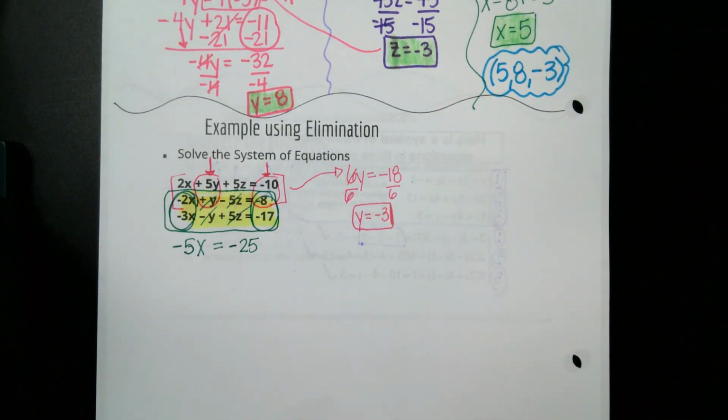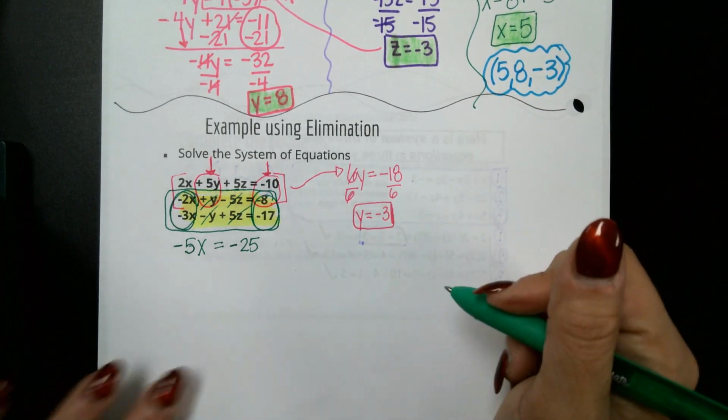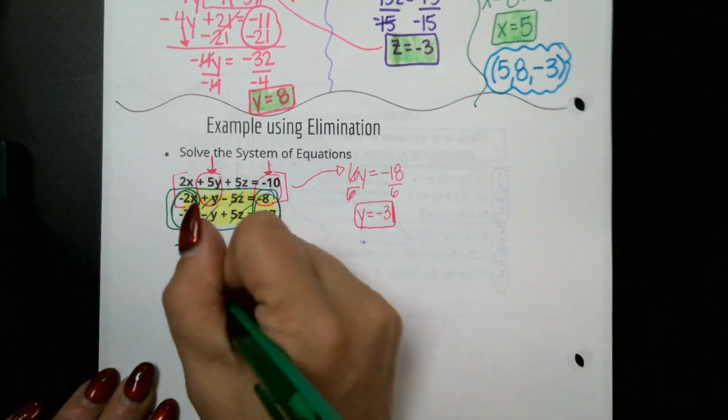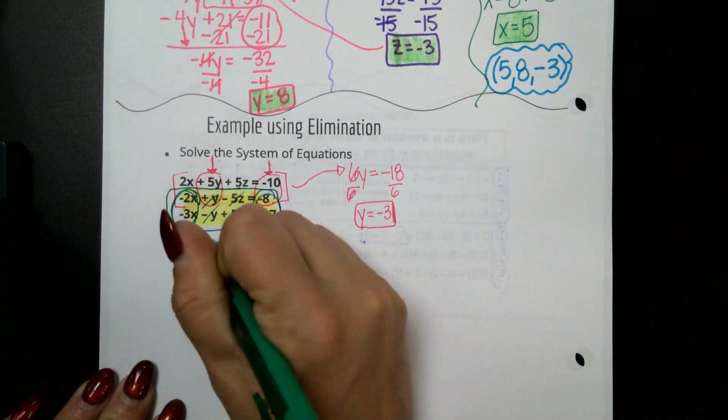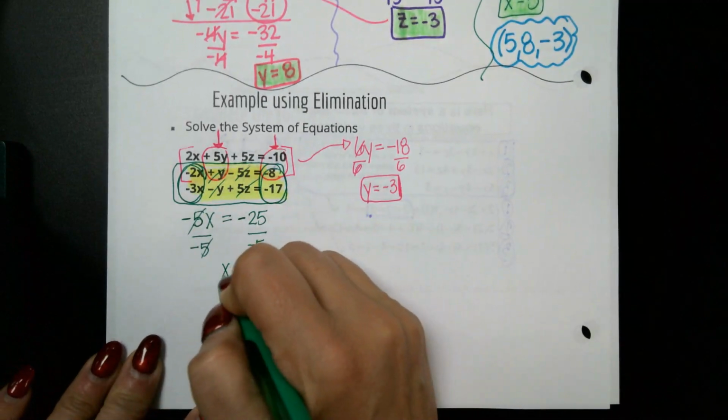-25. What? Somebody yelled out an answer before you for once? Oh my god. Okay, now what do we do? Divide by -5, which will be x equals positive 5.